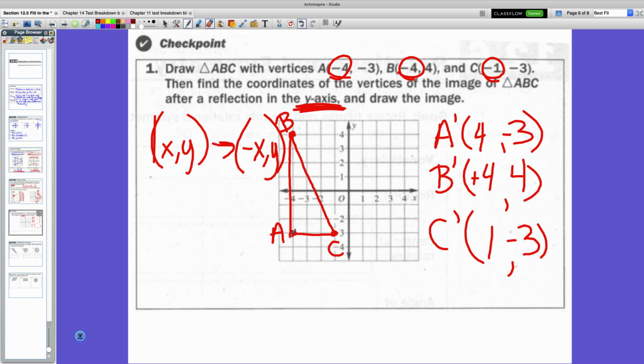Then I'm going to reflect over the y-axis. So let's see if I did my math right. A prime is at (4, negative 3). That's A prime. B prime is at (4, 4). C prime is at (1, negative 3). So if I did this right and I connect these dots, you could fold your paper over that y-axis and it should line up perfectly.